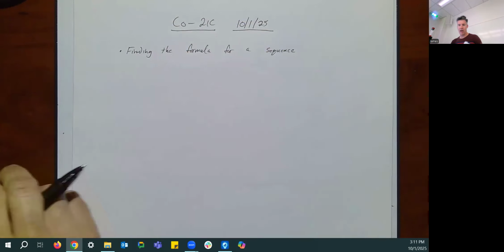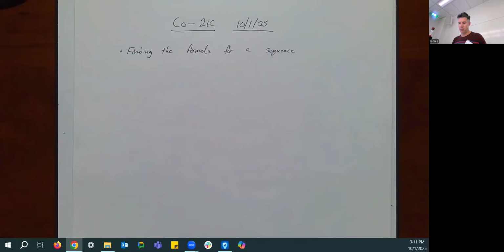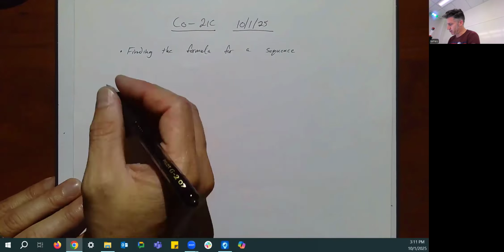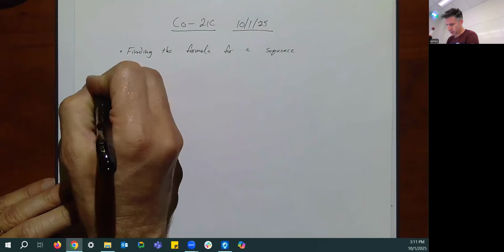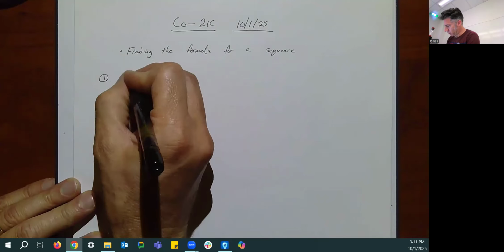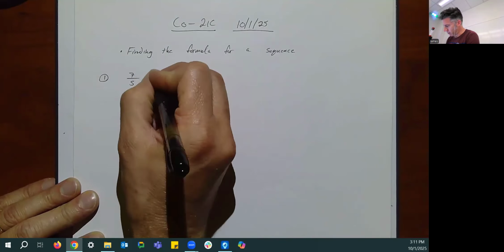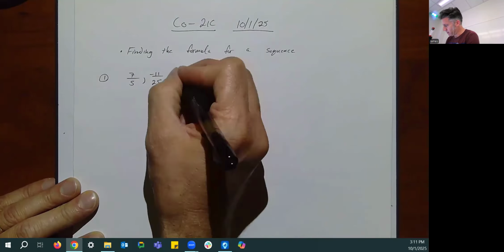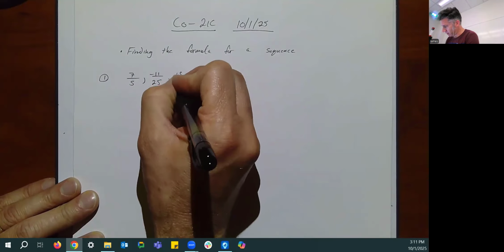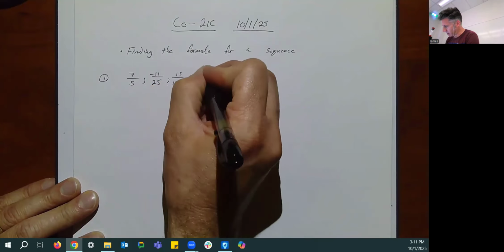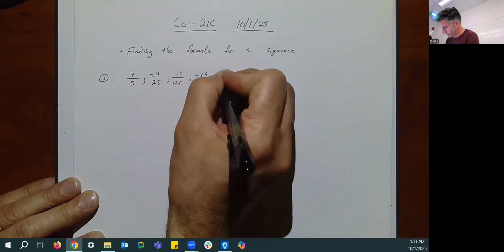So sometimes it's not too terrible. Sometimes it's really terrible. Let's look at some examples. Sure, let's look at this first example: 7 over 5, negative 11 over 25, 15 over 125, negative 19 over 625, etc.